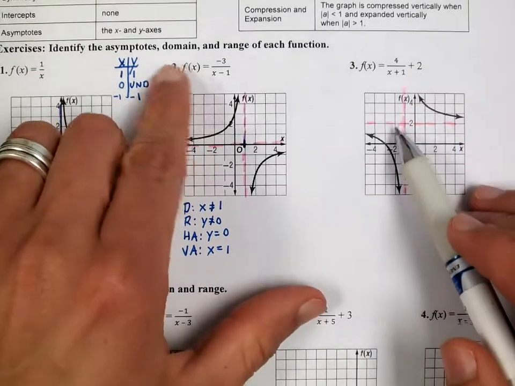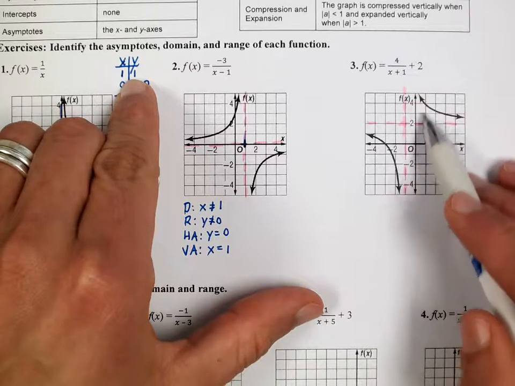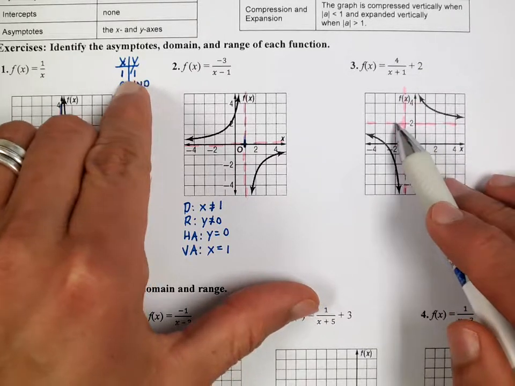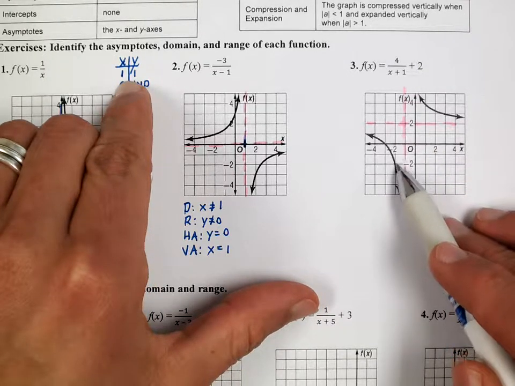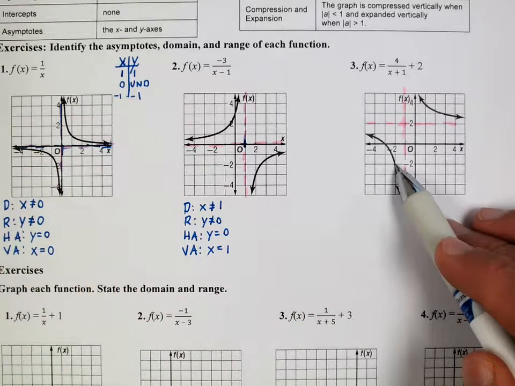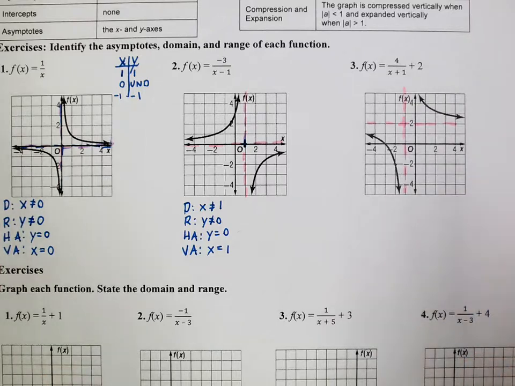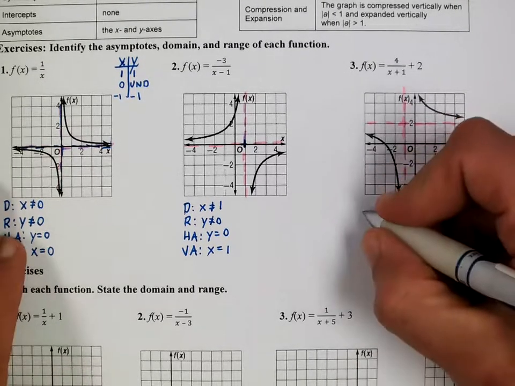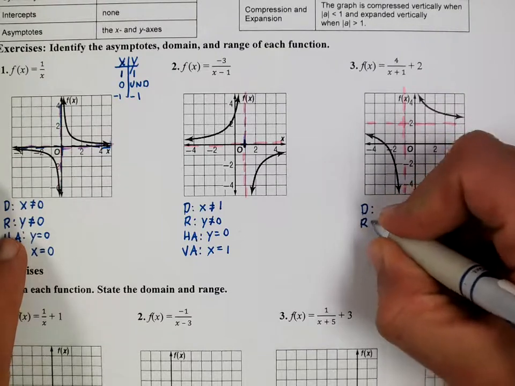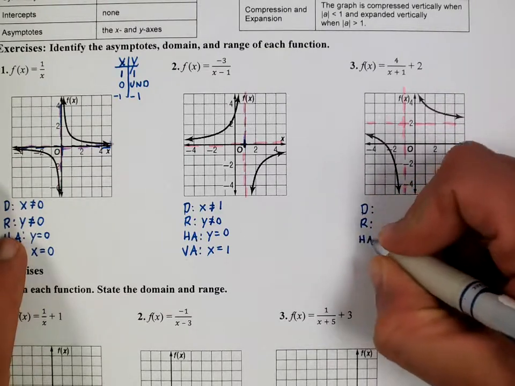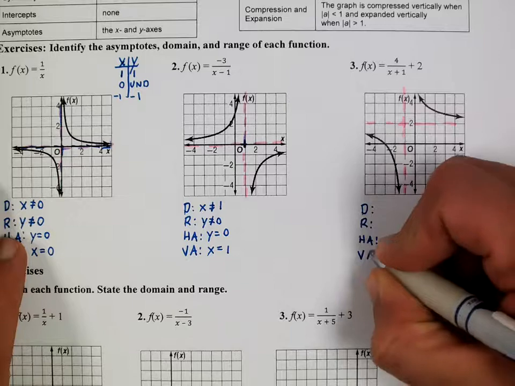So my first point would be 1, 4. Well, this one is off the graph. Or the other one would be negative 1, down 4. Okay, so that's basically the first point that's been stretched by a factor of 4, a vertical stretch. But again, the vertical stretch doesn't matter at this point. All I want to know is what is my domain, what is my range, what is my horizontal asymptote, and what's my vertical asymptote, right?